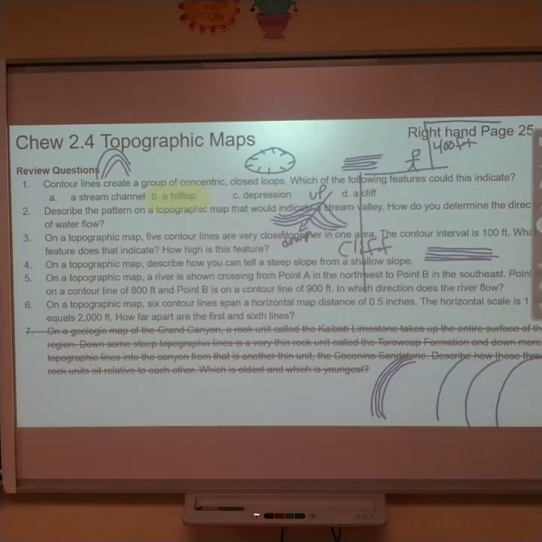On a topographic map, 6 contour lines span a horizontal map distance of 0.5 inches. The horizontal scale is 1 inch equals 2,000 feet. Well, if 1 inch on the map equals 2,000 feet in the real world, how much does half an inch represent?